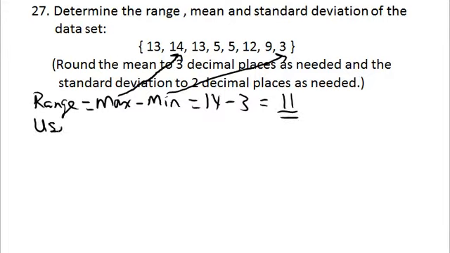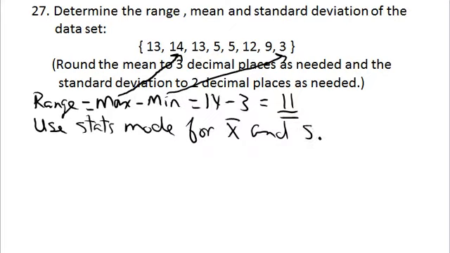Now for the mean and standard deviation, my recommendation is to use your stats mode on the Casio FX260 for the mean and the standard deviation. And to do that, you've got to get the numbers in there. So you turn it on, you press clear several times to make sure you've cleared the display. There are other ways, but that's my favorite way to make sure everything's clear.